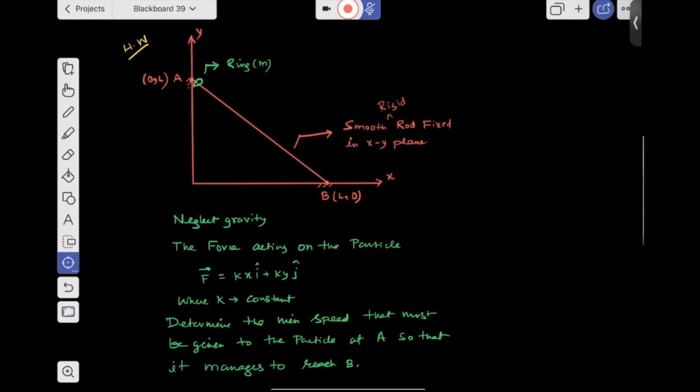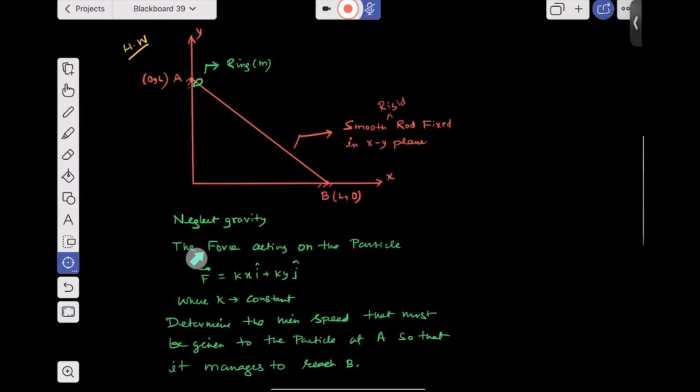Okay, so what we have here is a smooth rigid rod, which is fixed in the XY plane. And here we have a slip ring of mass M, and it is kept at point A in the beginning. The coordinates of points A and B are given as (0, L) and (L, 0).